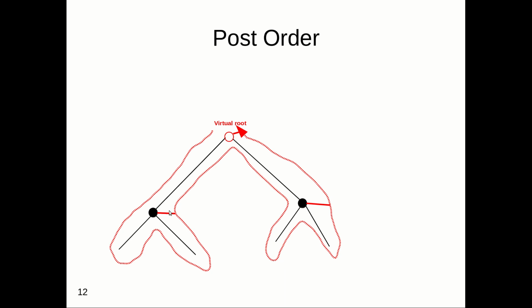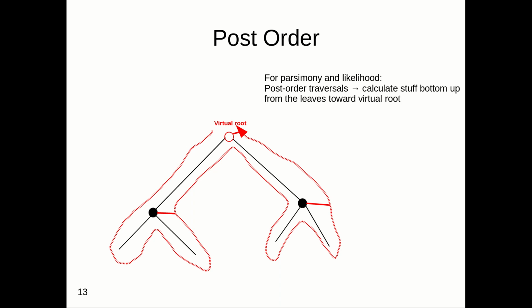Essentially, what the post-order helps us to do is that we first descend into the subtrees, do our computations there, to the left and to the right, and then we use the results of those computations to compute something at this inner node here. So basically, we're conducting computations bottom up from the leaves toward the virtual root. For parsimony and likelihood, we use post-order traversals, and as I just said, we calculate stuff bottom up from the leaves toward the virtual root.